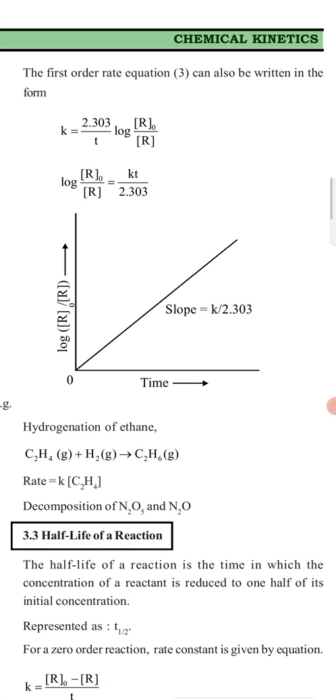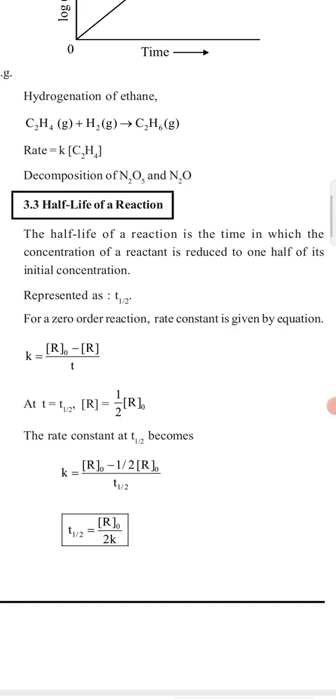And we can give one example of a first order reaction: hydrogenation of ethene, that is C2H4 plus H2, which produces C2H6. That is an example of a first order reaction, and decomposition of N2O5 is also an example of a first order reaction. So next we are coming to the half-life of the reaction.